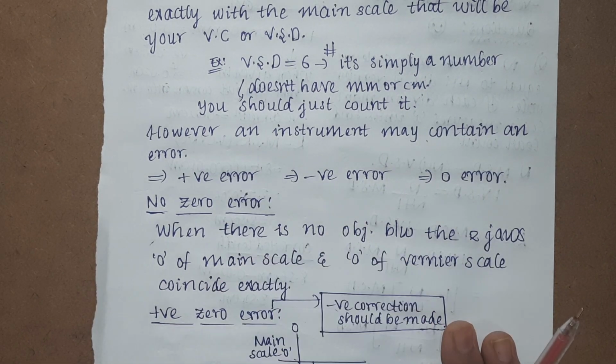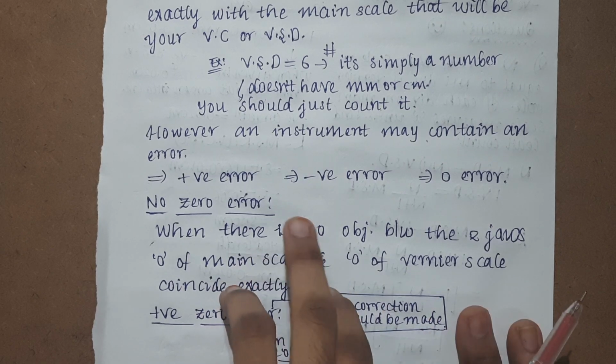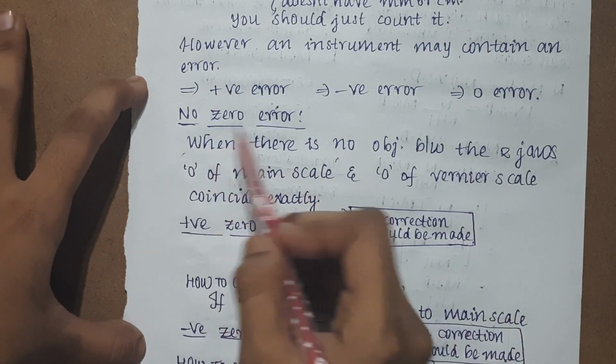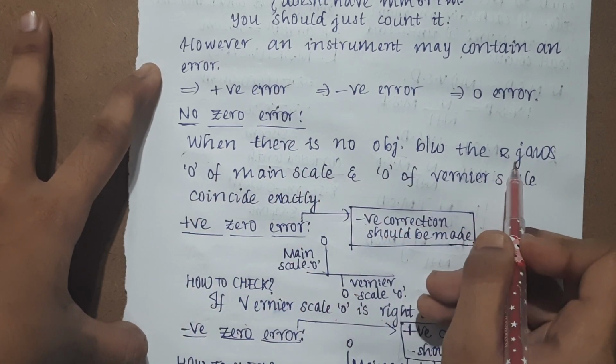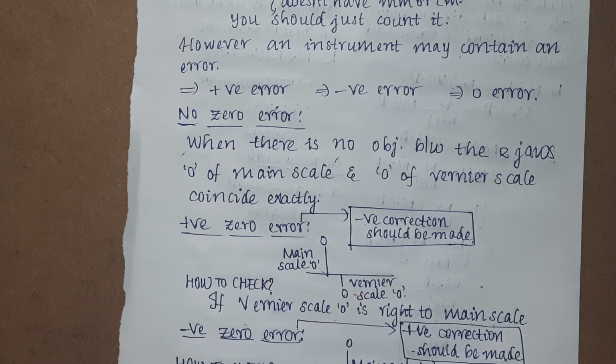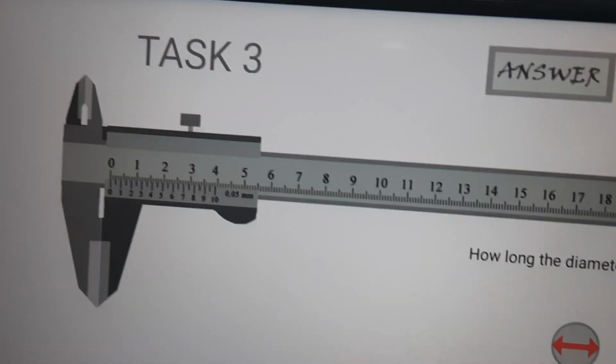However, an instrument may contain an error. That may be positive error, negative error or zero error. For no zero error, when there is no object between the two jaws, zero of the main scale and the zero of the Vernier scale coincide exactly. In that case, there will be no zero error.